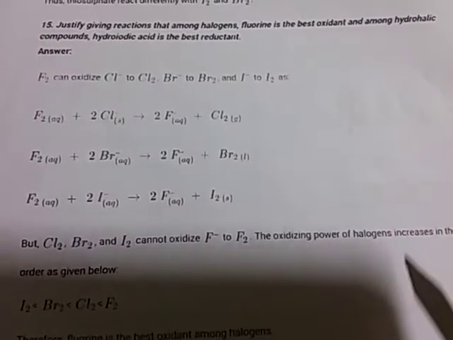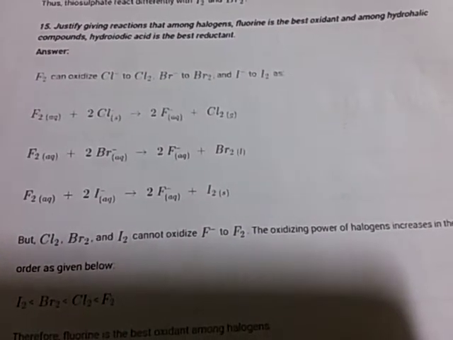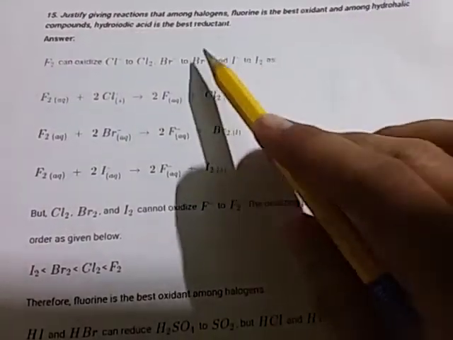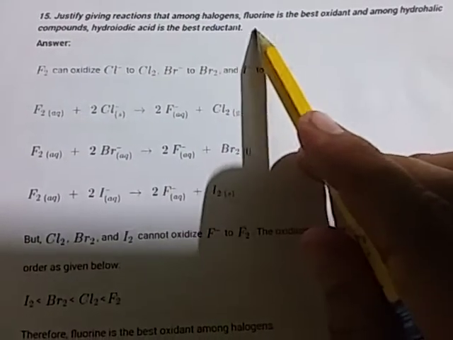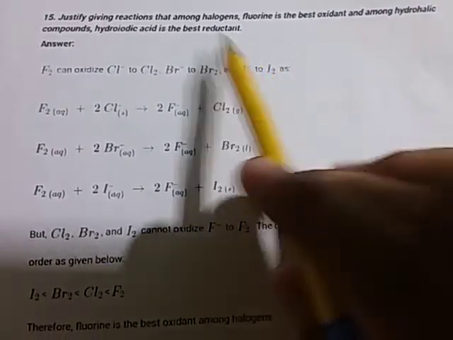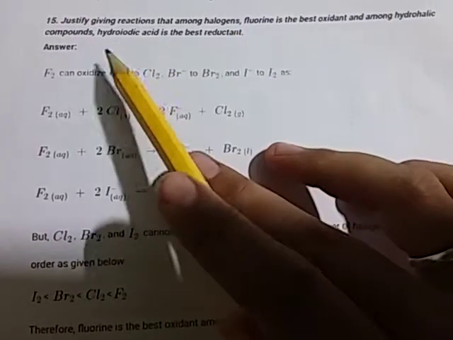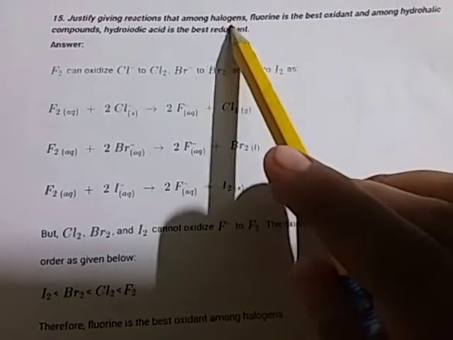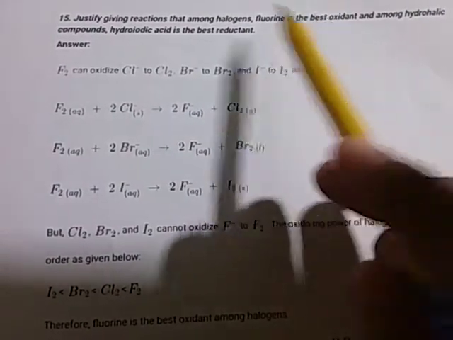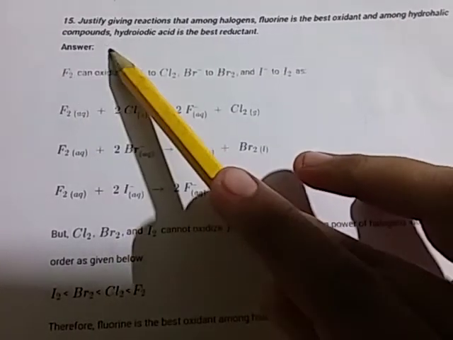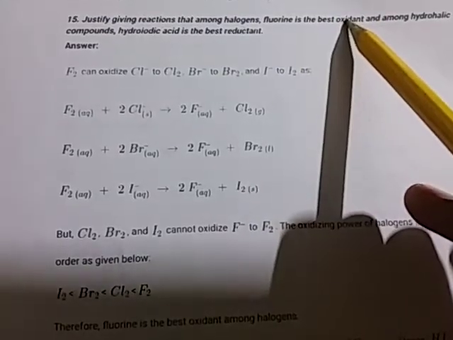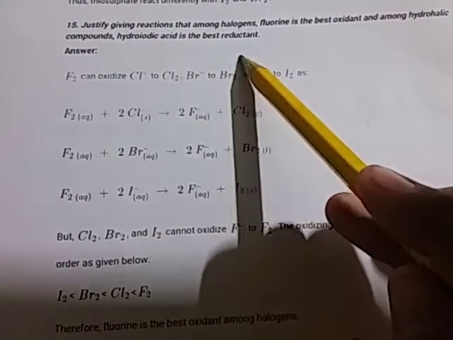Then question number 15. Justify the given reaction that among halogens fluorine is the best oxidant, and among hydrohalic compounds hydroiodic acid is the best reductant. So among halogens fluorine is the best oxidant and among hydrohalic compounds hydroiodic acid is the best reductant. Fluorine is the best oxidant but iodine is the best reductant.